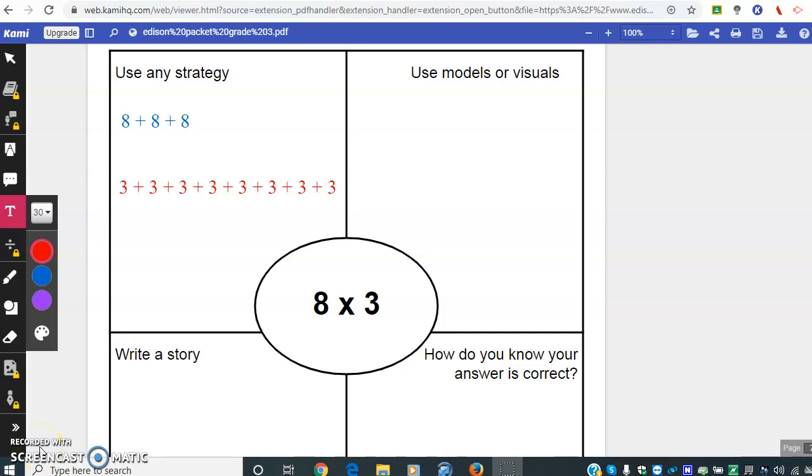All right, everybody, let's talk about Day 6 Math Fluency. Day 6 Math Fluency is giving you 8 times 3 and asking you to solve it in 4 different ways. Starting with, use any strategy.